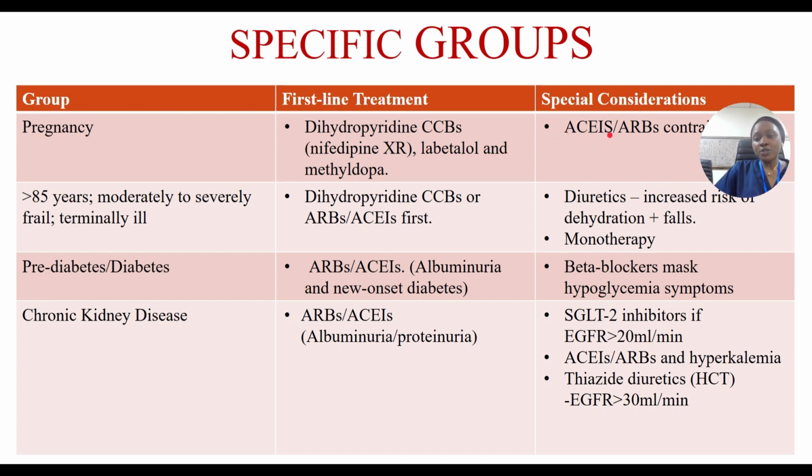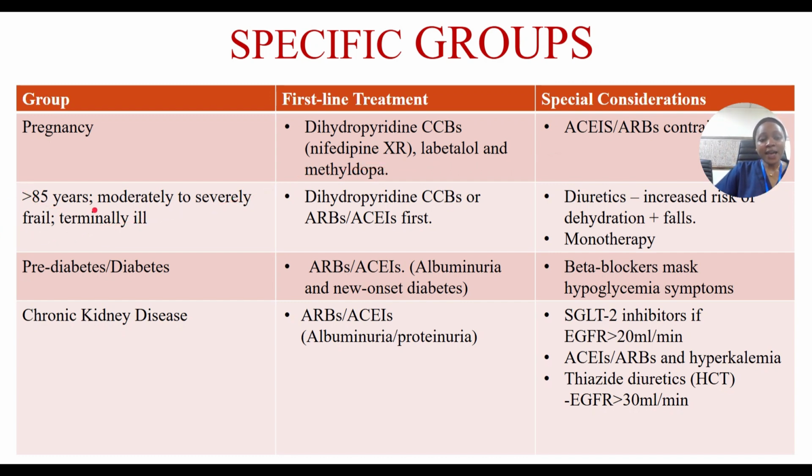Angiotensin converting enzyme inhibitors, on the other hand, and angiotensin receptor blockers are contraindicated because they have been shown to be teratogenic. Specifically, they are able to cause renal defects in the fetus. Beta blockers as well have been shown to cause fetal growth restriction.